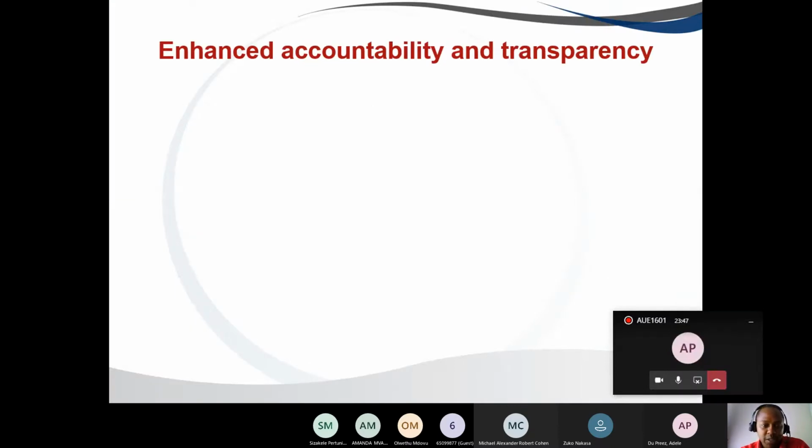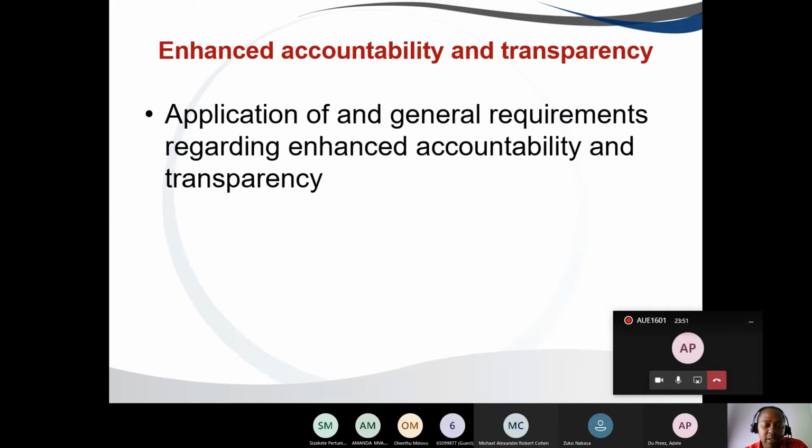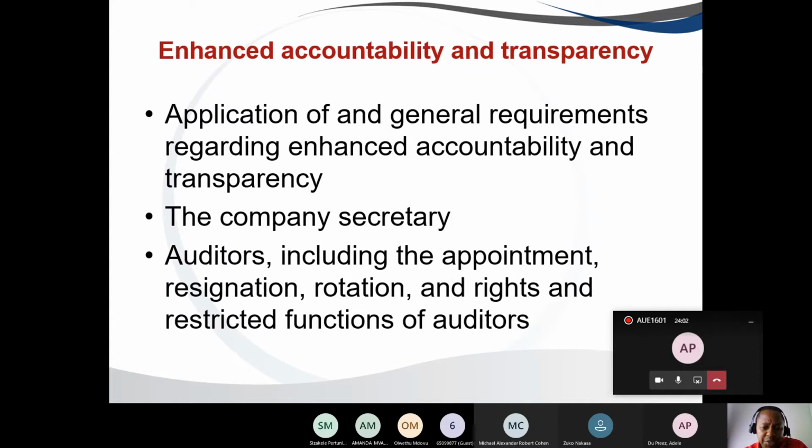Looking at what we covered in the previous session under enhanced accountability and transparency, firstly, we looked at the application of and general requirements regarding enhanced accountability and transparency. We looked at the company secretary, the auditors, and also the audit committee, specifically their appointment, resignation, when they should rotate, and their rights and restricted functions. We did look at quite a few diagrams in the last session, which provided a good brief overview of all those duties, resignation and rotation.